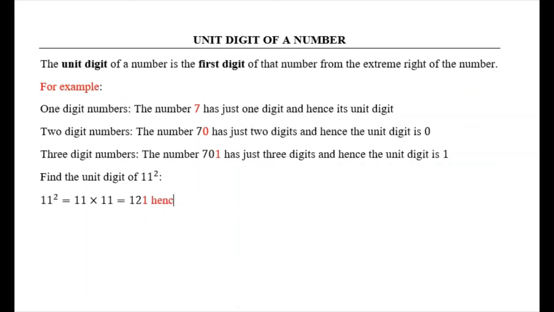Hence 1 is the unit digit of 11 squared. Now if I continue, let me just say 11 cubed, you'll be able to do it, 11 to the power 4. But what if I give you 11 to the power 2000? It's going to be very difficult for you to express 11 to the power 2000 in the linear form until you get all the digits, and then you identify the unit digit.